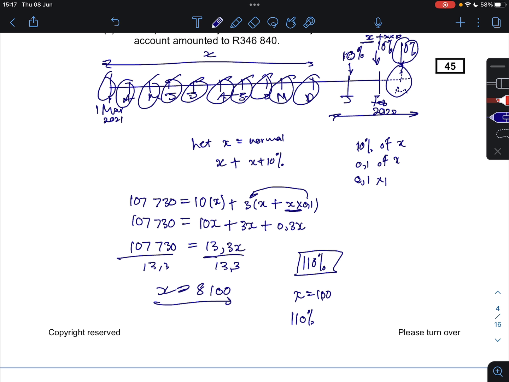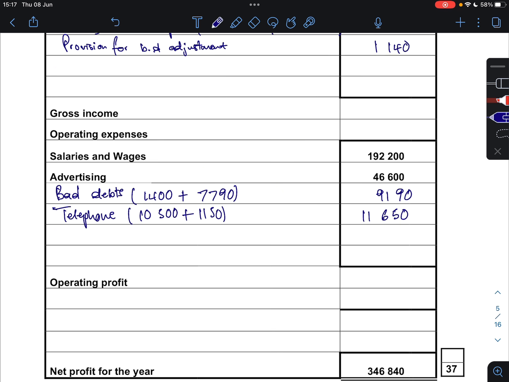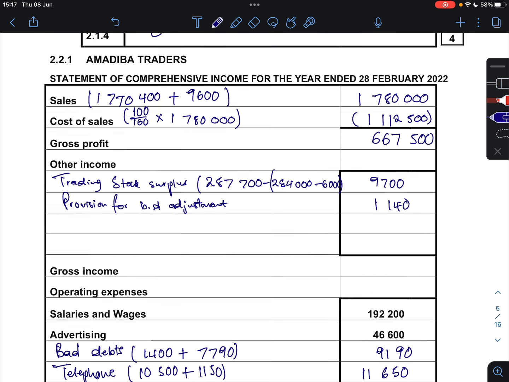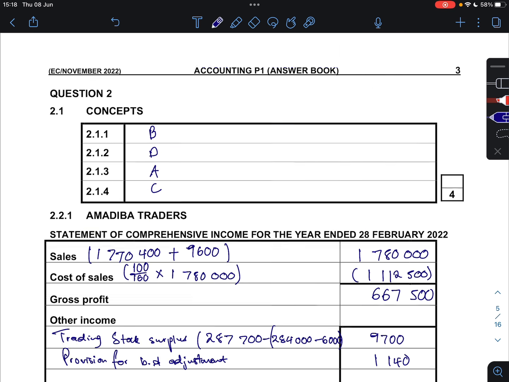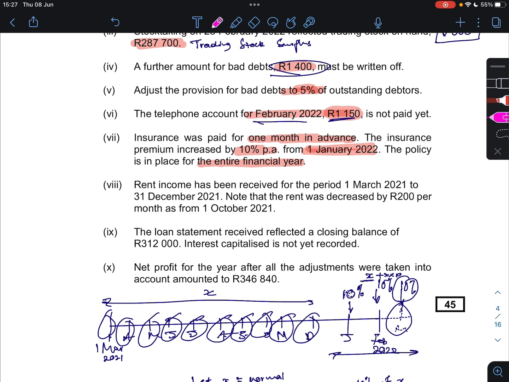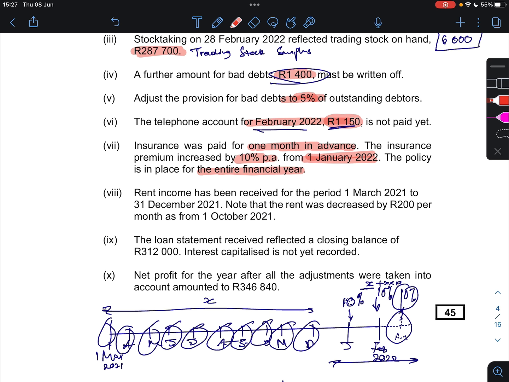So 110%, times 1,800, gives us 8,910. Okay, I think that is correct. So our insurance goes from 107,730 minus 8,910, which will give us 98,820.